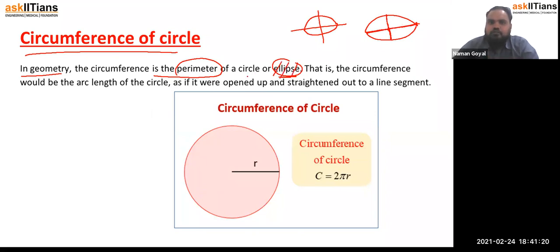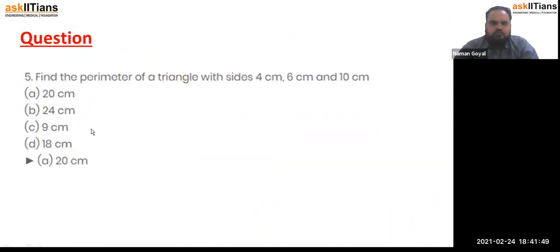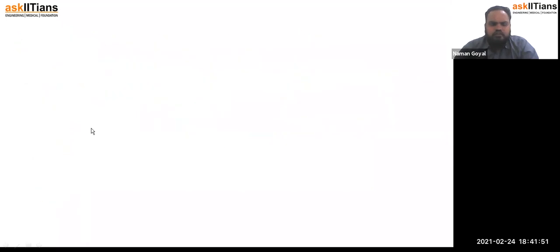We are not talking about ellipse now. We are only talking about circle. Then the circumference would be the arc length of the circle as if it were opened up and straightened out to a line segment. So if there is a circle, the circumference of circle is 2 pi r. 2 pi r is the formula we have. So can we do some questions right now? Then we can move to next topic.